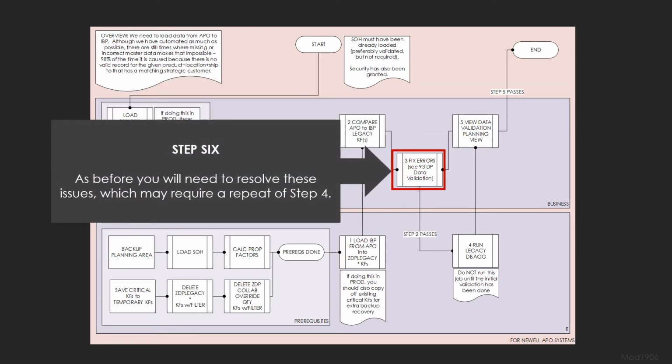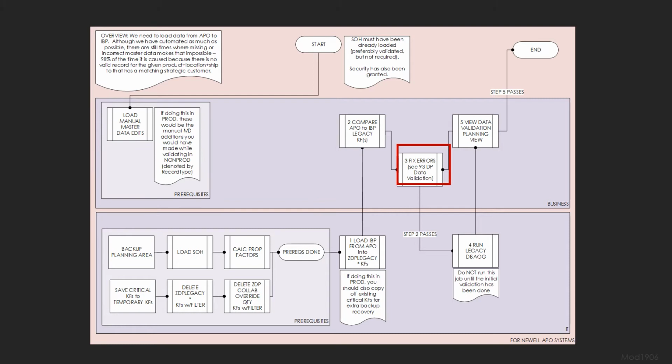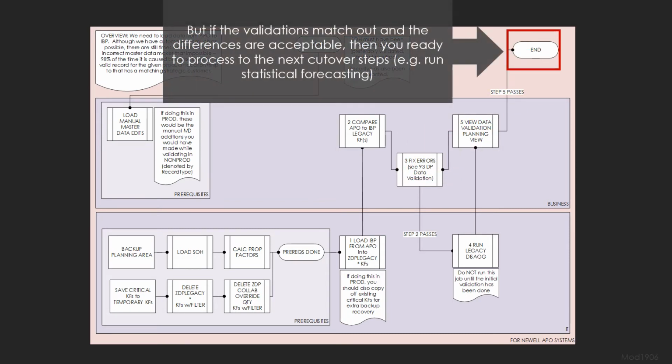Step 6, as before, you will need to resolve these issues, which may require a repeat of step 4. But if the validations match out and the differences are acceptable, then you are ready to process to the next cutover steps. For example, run statistical forecasting.